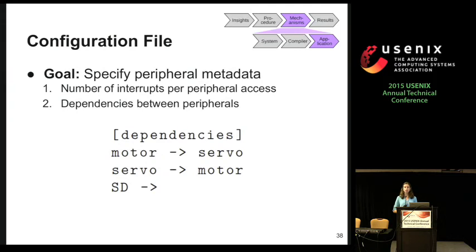The second thing that the programmer needs to do is provide us with a config file which has a little bit of metadata about the peripherals in the system. And here the most important part is the dependencies between the peripherals. So you can see an excerpt of the config file that we used for the autonomous car, where there's an interdependency between the motor and the servo.